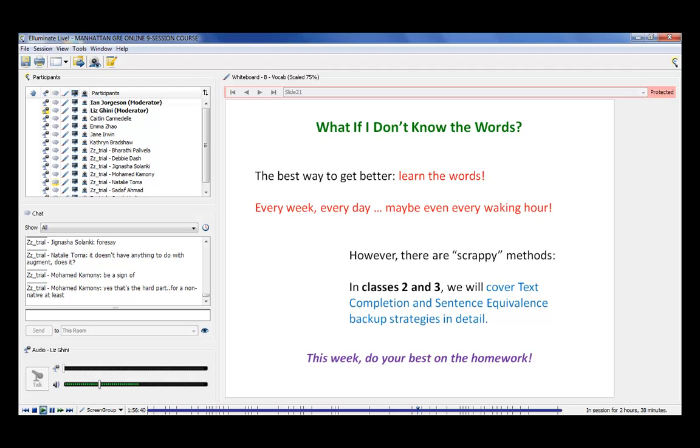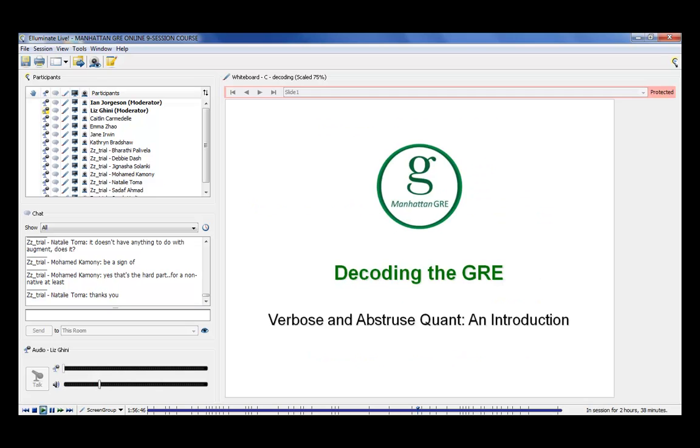Great, thank you so much, Ian. Let's get going now on math. In a lot of ways, there are some similarities between verbal and math on the GRE, and one thing we're going to start looking at right away is this whole thing of verbose and abstruse quant. A lot of times, the issue with the math on the GRE is not that it's actually that hard, but that it's hard to understand exactly what the question is asking. Yes, absolutely, Catherine, verbose means wordy, and abstruse is complex. Excellent, good definitions.